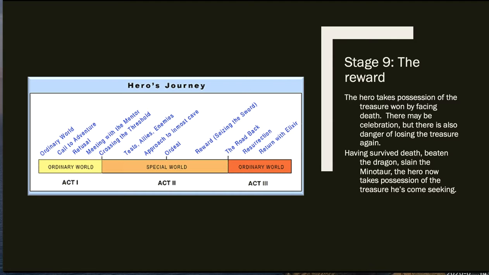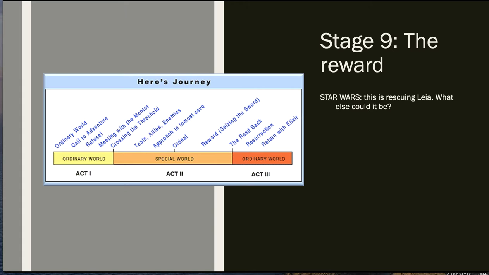Having survived death, beaten the dragon, slain the Minotaur, the hero now takes possession of the treasure that he's come seeking. And treasure is very much symbolic. So treasure could be knowledge, it could be skill. What is the treasure in your story? In Star Wars, the reward is rescuing Leia. Of course, what else could it be?